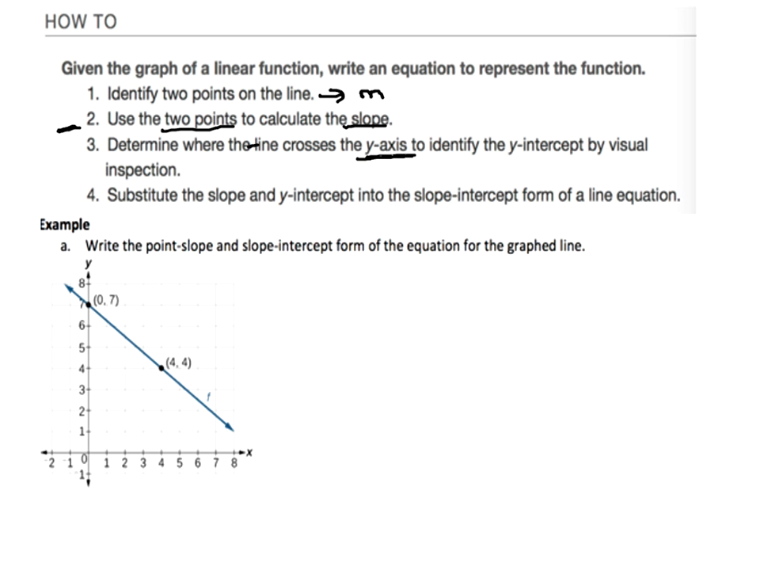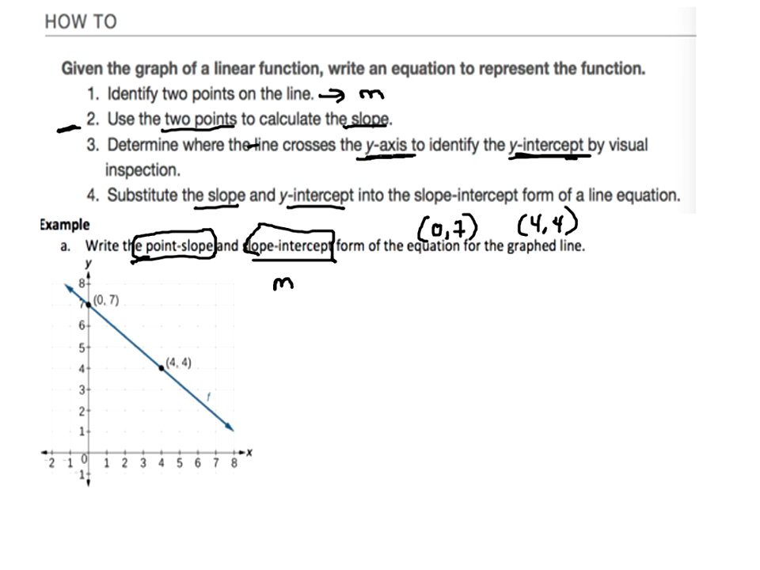Determine where the line crosses the y-axis. That's your y-intercept. And substitute the slope and the y-intercept to write the equation of the line. And they want us to write point slope and slope-intercept form of the line. Okay, so my 2 points that I'm given are the points 0, 7, and 4, 4. We know we should expect a negative slope because I am going downhill.